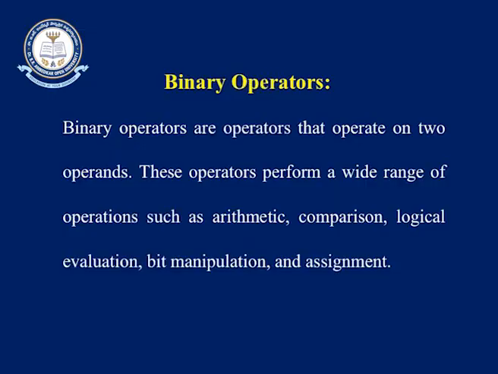The second category of operators is binary operators. In case of unary operators, we have seen only one operand on which the operators are applied. But in binary operators, there are two operands and one operator. So, binary operators are the operators that operate on two operands. These operators perform a wide range of operations such as arithmetic, relational, logical, bitwise manipulation and assignment.